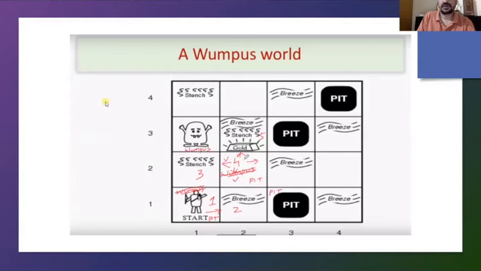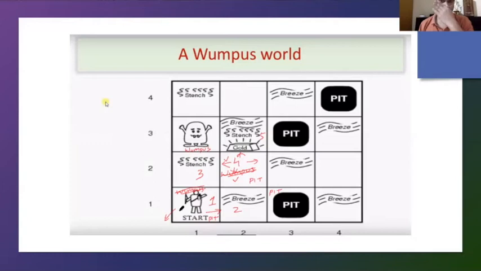So it will go to this fourth position, then third position, and then first position. In that way, it will go out from this particular Wumpus world and this particular grid and get out from that game, right? So this is how this Wumpus world works.